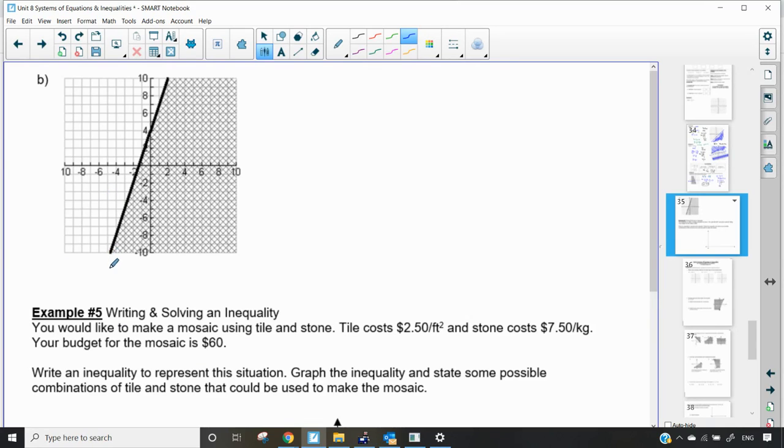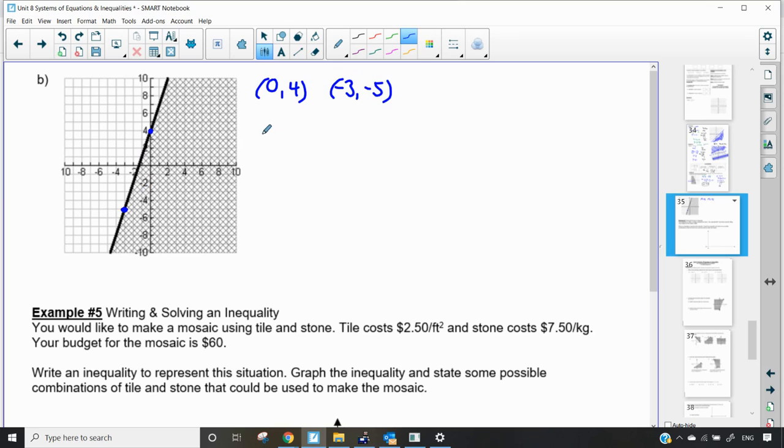Moving on to our next example, here we have a solid line, so we know this is going to be either greater than or equal to or less than or equal to. We're going to start off by finding the equation of our boundary line, so I have my y-intercept at 0, 4, and then I have another point here at -3 and -5.